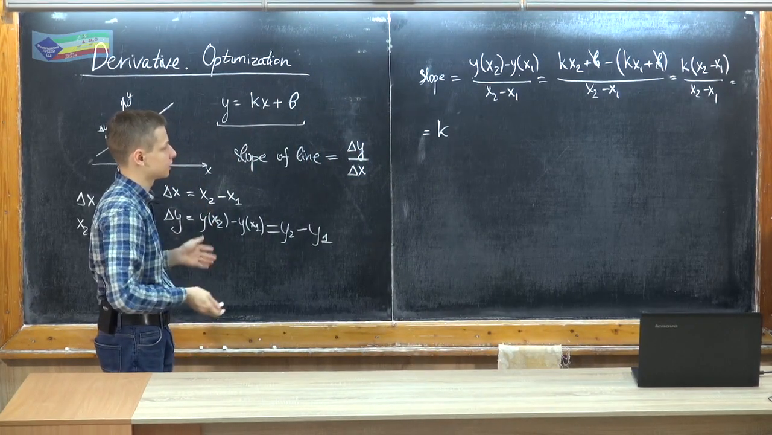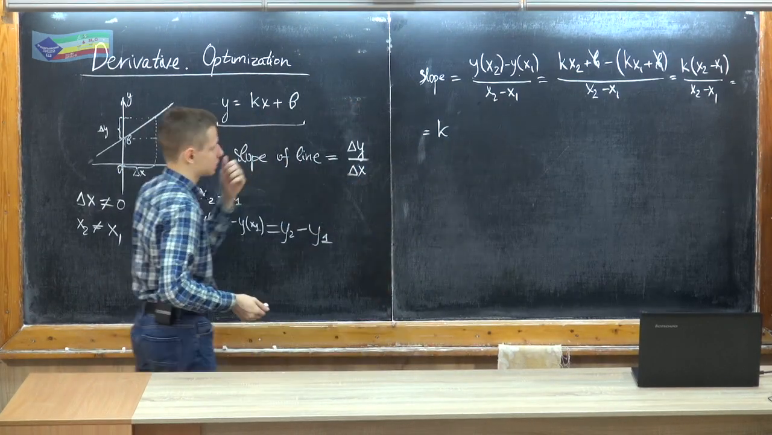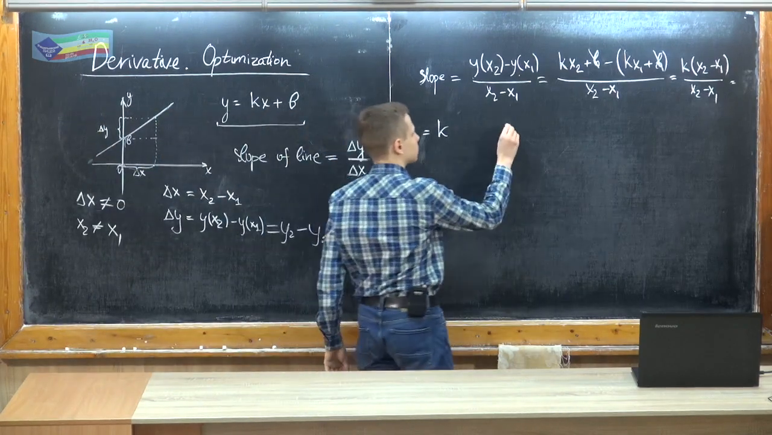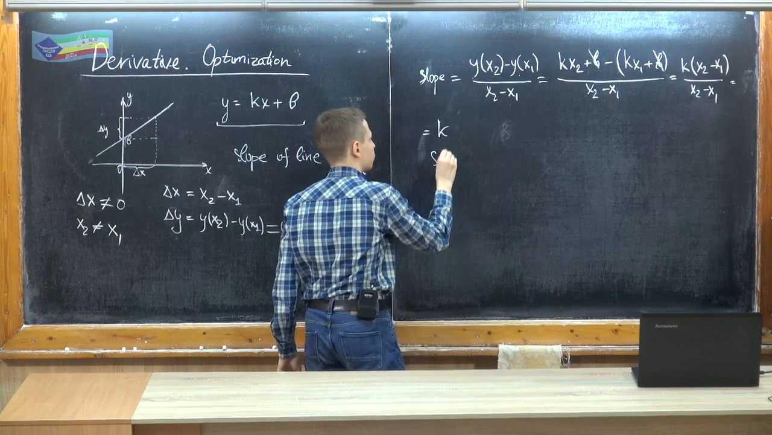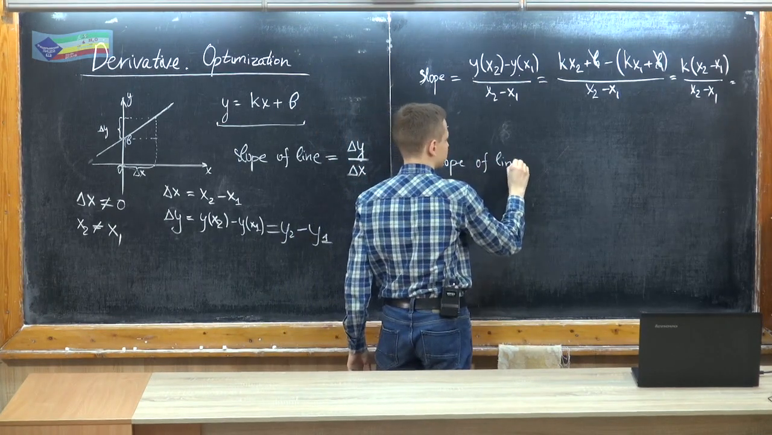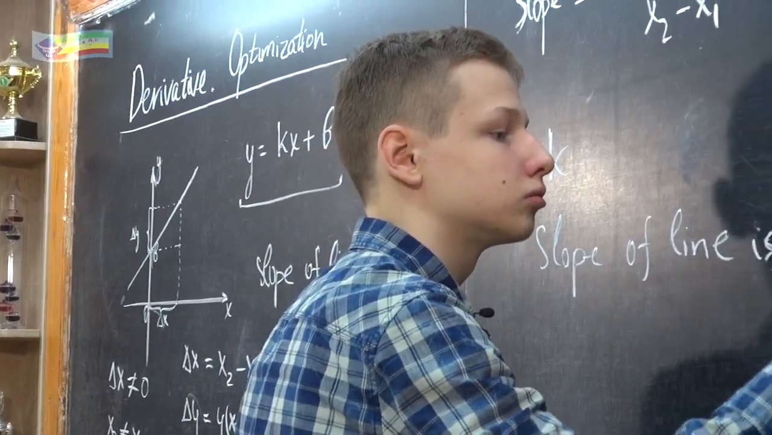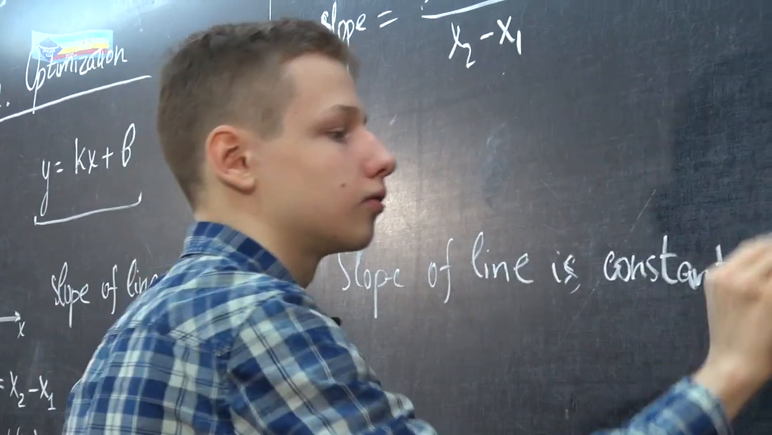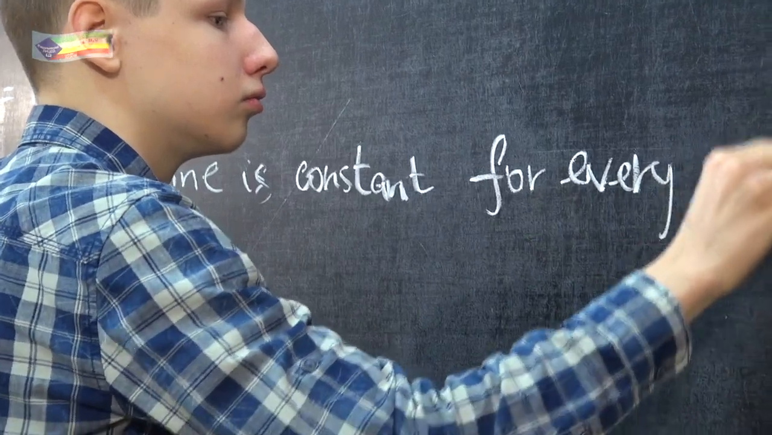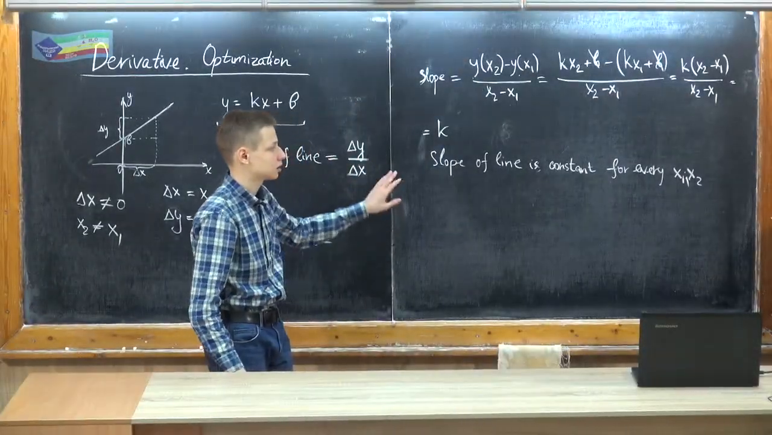And in fact, as you can see, there is no x2 and x1. That means that the slope doesn't depend on x2 and x1. The slope of a line is constant for every x, and it's equal to k.